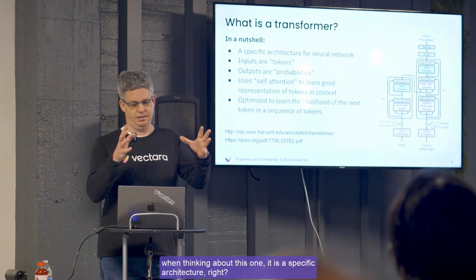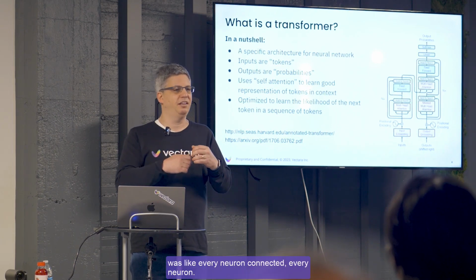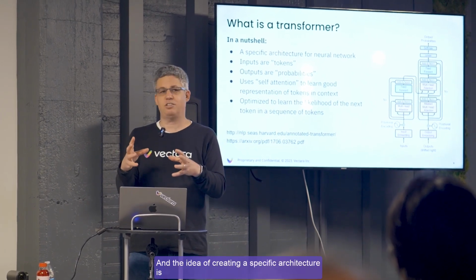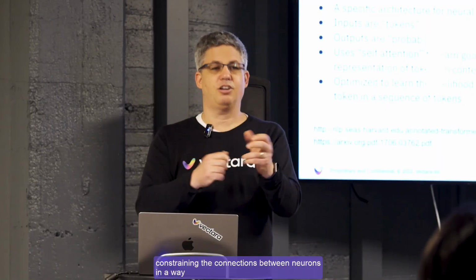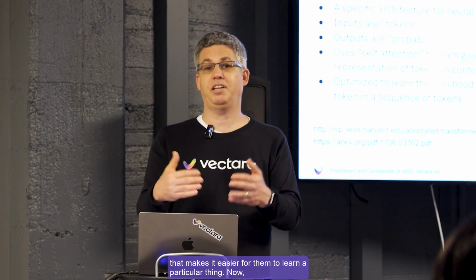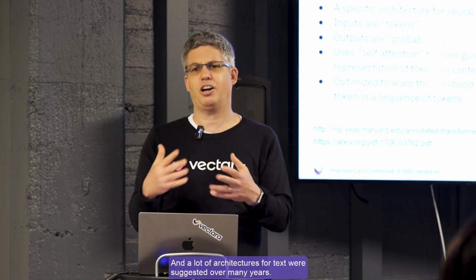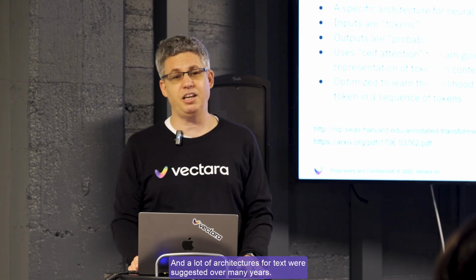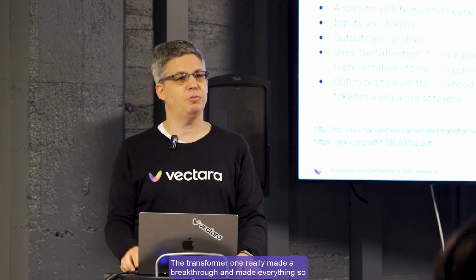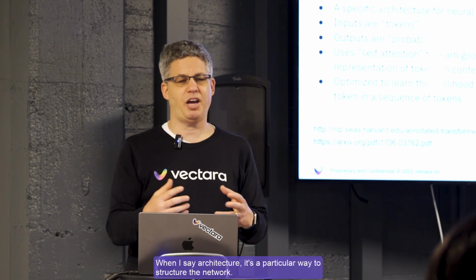One, it is a specific architecture, right? Neural networks, initially when we started doing them 20 years ago, were like every neuron connected to every neuron. And the idea of creating a specific architecture is constraining the connections between neurons in a way that makes it easier for them to learn a particular thing. Now, what the particular thing is, there's vision, there's text, there's all these kinds of things, and a lot of architectures for text were suggested over many years. The transformer one really made a breakthrough and made everything so much easier and so much better. And that's really what is meant by this when I say architecture. It's a particular way to structure the network.